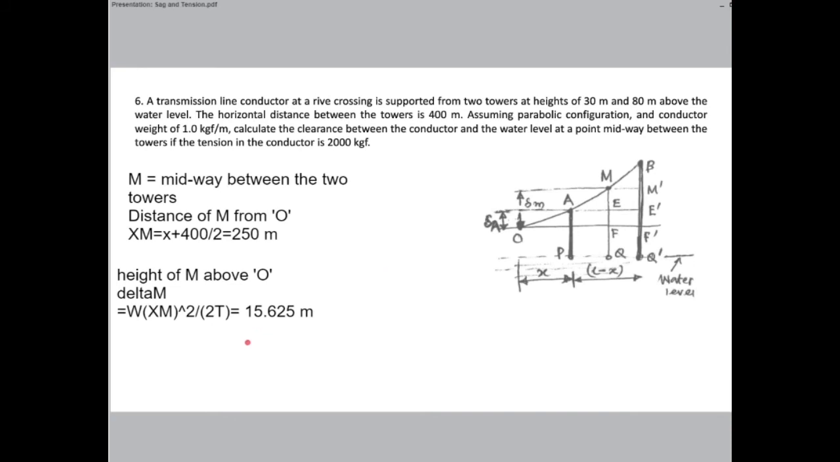To get that value, xm is calculated as the distance of the middle point between the two towers. M is the midway between the two towers, or the middle point between the two towers. And we are trying to find out the distance of that M from the lowest point of the conductor. The lowest point of the conductor is O, and O is located at a distance of minus 50.